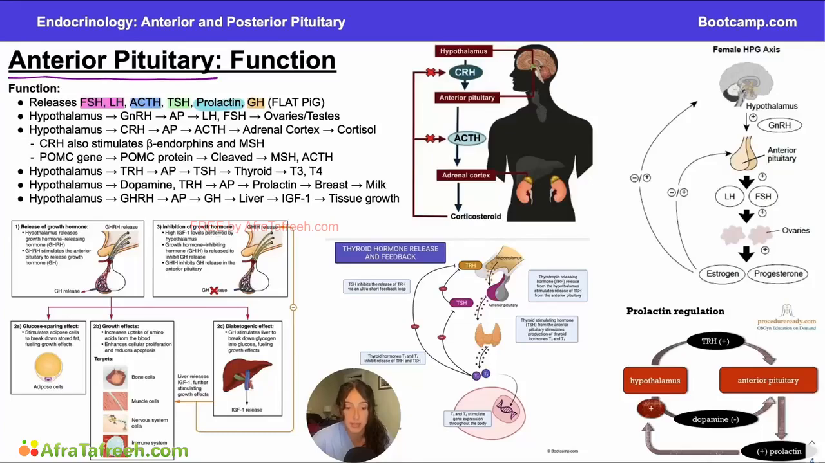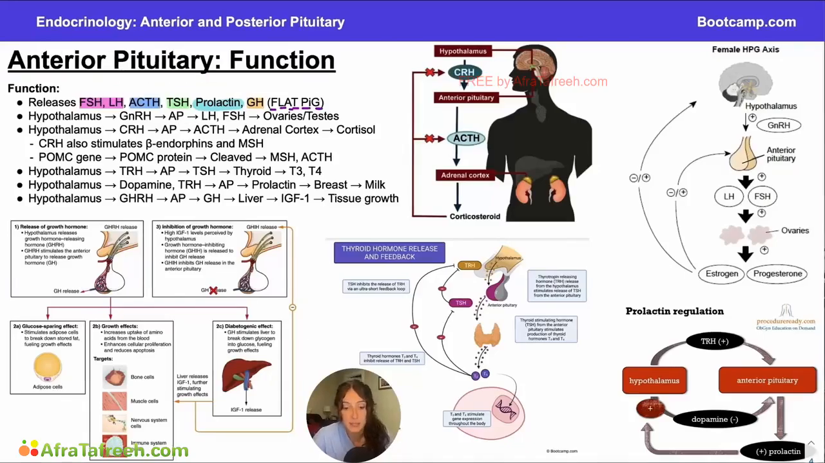the individual pathways. I like to remember all of these hormones that the anterior pituitary releases by using the mnemonic flat PG or flat pig. So F for follicle stimulating hormone, L for luteinizing hormone, A for ACTH, T for thyroid stimulating hormone, P for prolactin, and G, of course, for growth hormone. And that just kind of helps me remember which of these hormones are going to be released from the anterior versus, let's say, the posterior pituitary.